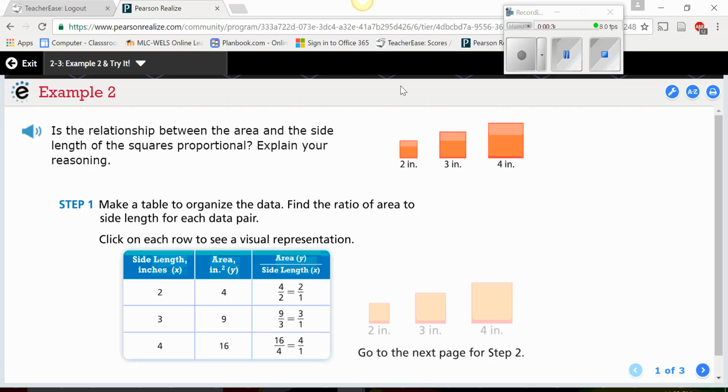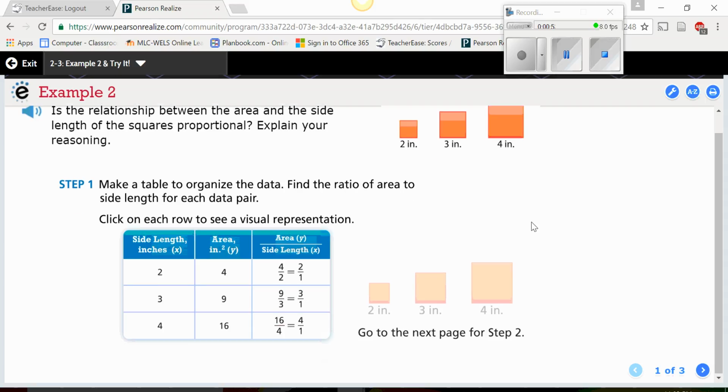So in this question, we see 3 squares, one that's 2 inches, one that's 3 inches, one that's 4 inches. And so the question is, is the area proportional to the side length? To do this, we're going to set up a table, as you can see here. As we draw out this table, we're going to put in our increments. Making correct labels is important so that everything lines up, so that our ratios are lining up the same values.